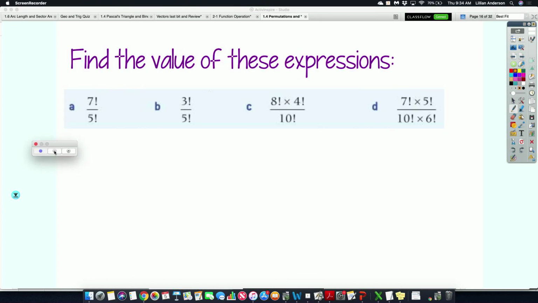Let's find the value of these expressions. We're going to do all of these by hand, and then at the end, I'm going to show you how to do these in your calculator, because there is a factorial feature in your calculator. Okay?